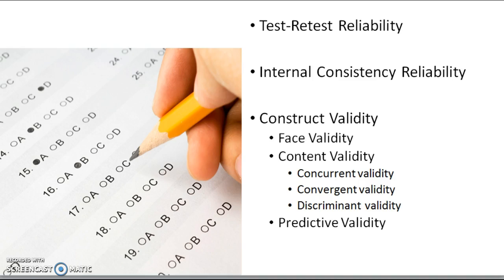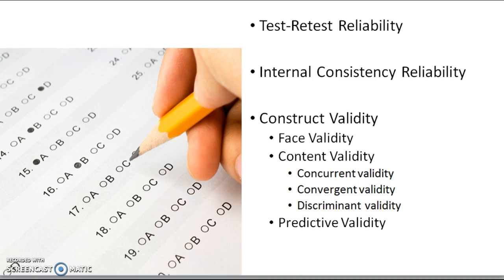For example, if there was a study that showed problem solving was positively correlated with intelligence, as shown by other measures, questions about problem solving would show content validity. Concurrent validity, convergent validity, and discriminant validity are all types of content validity.